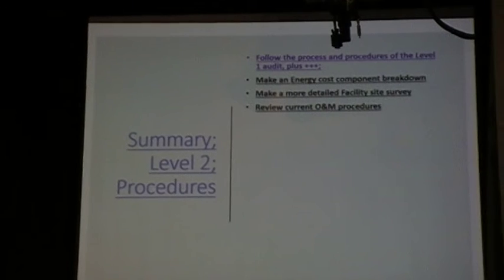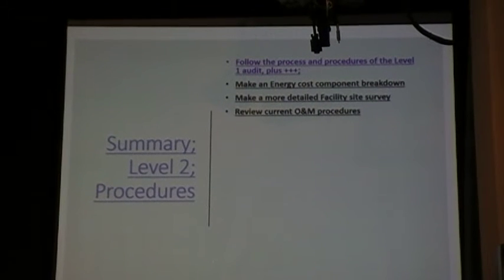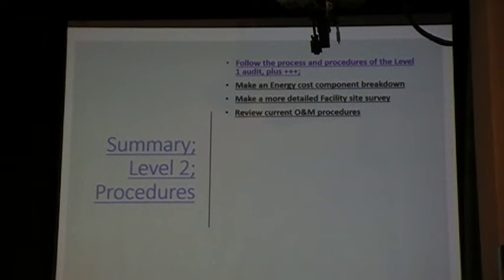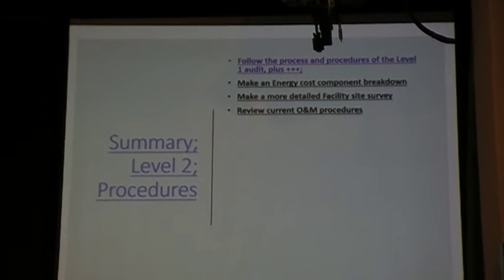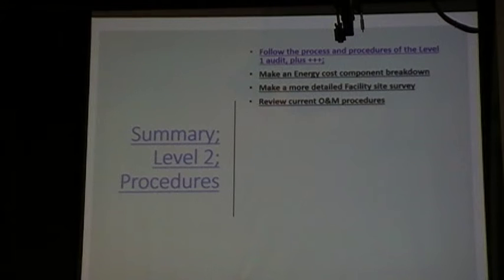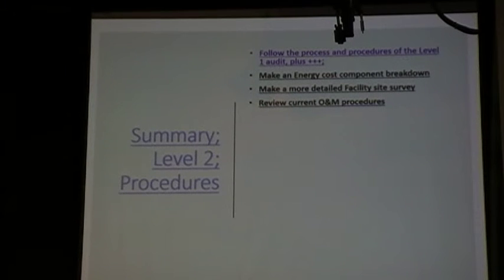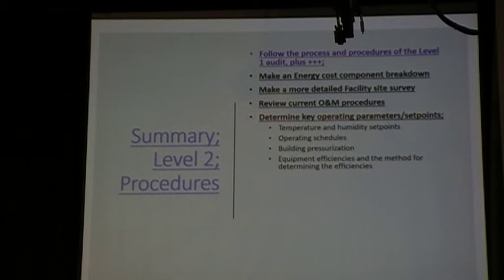You have to make an energy cost component breakdown. You have to make a more detailed facility tour. And now you're going to start looking at how the customer takes care of their building. How do they operate it? And how do they maintain it? And you, the qualified energy auditor, have to look at that process and those procedures and critique them and tell the customer how they can do that better. Because there's always room for improvement, right? So you have to tell them what that is to improve.